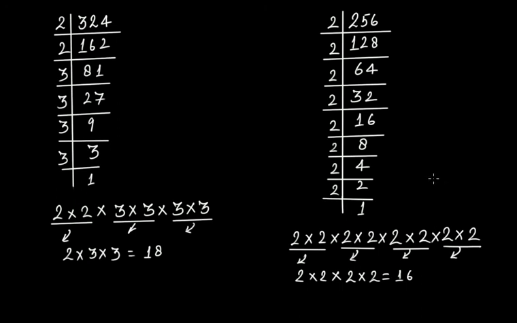Okay, now we have discussed here how to find the square root of a square number using the prime factorization method. The same method can be used to check whether a given number is a square number or not. So we have 48 here. Let's check whether this 48 is a square number or not.